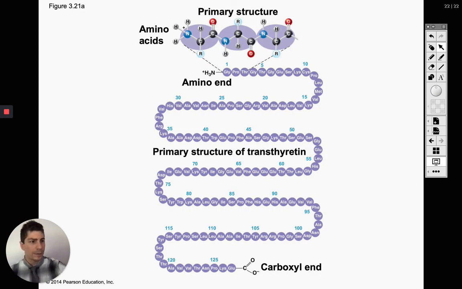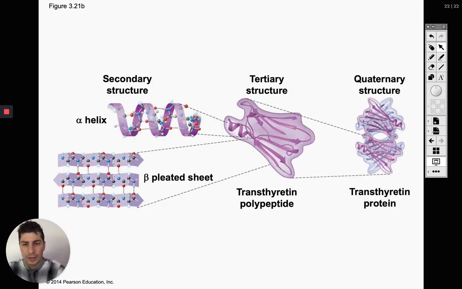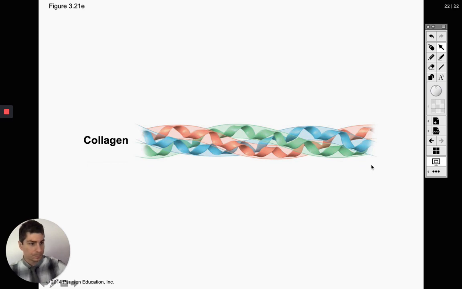So here's our primary, guys, all right? You can see all of our amino acids are bonded together. We get our secondary where it starts to coil. Our tertiary, okay, which again, we have our three-dimensional shape in tertiary. First time we have the R groups interacting between one another. And then the quaternary, you could see, is more than one polypeptide there.